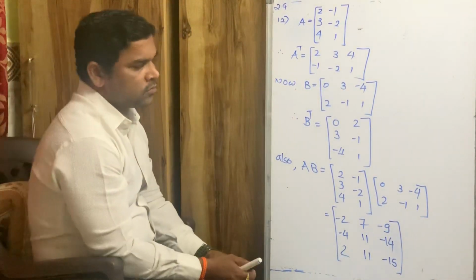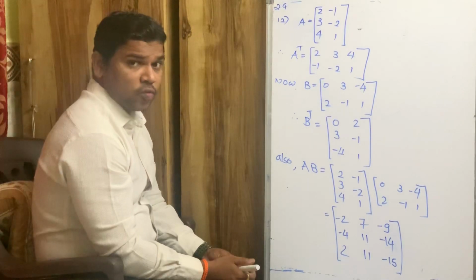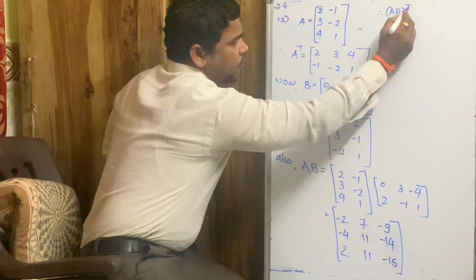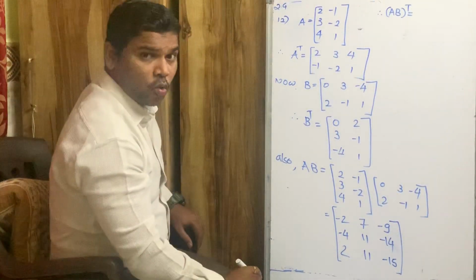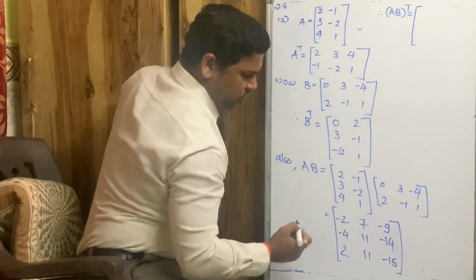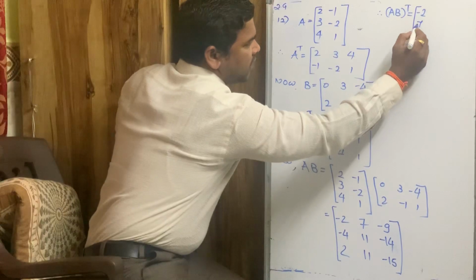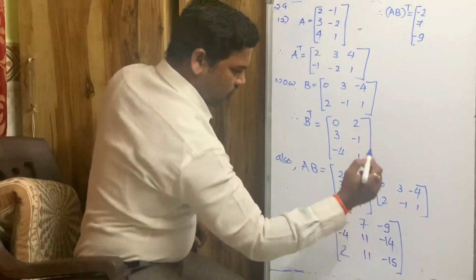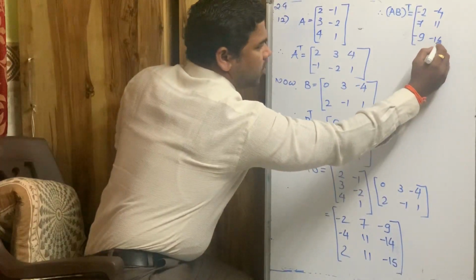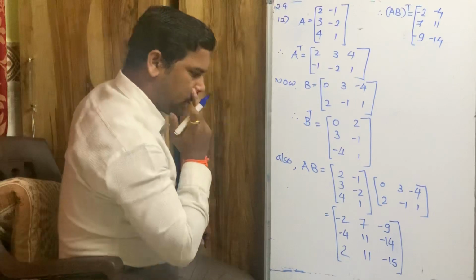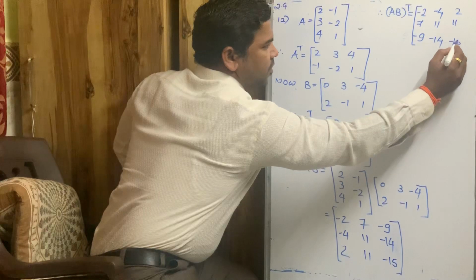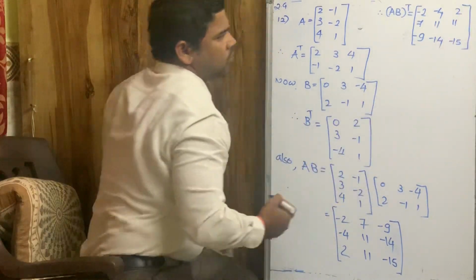So this is AB. Now we have to get just AB transpose. Therefore AB transpose is equal to, just interchange rows and columns. So the first row will become the first column: minus 2, 7, minus 9. The second column will be minus 4, 11 and minus 14. The third column will be 2, 11, minus 15. So this is AB transpose.